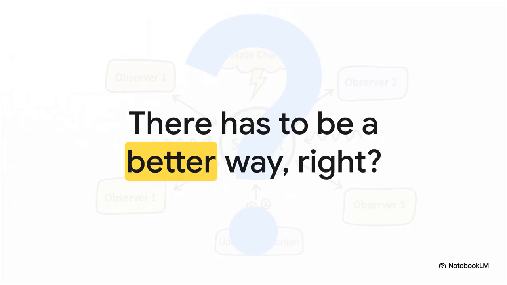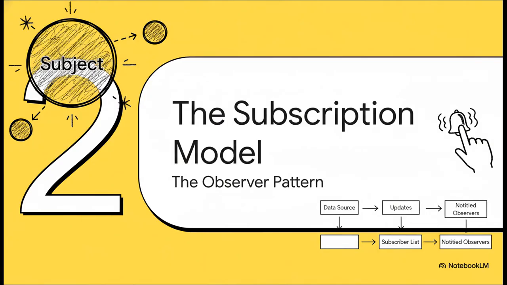See that tension? On one hand, the customer is constantly pulling for information. On the other, the store is just inefficiently pushing it out to everyone. It's a total communication mess. And you just know there has to be a better way. And that better way? Well, that's where the observer pattern comes in.